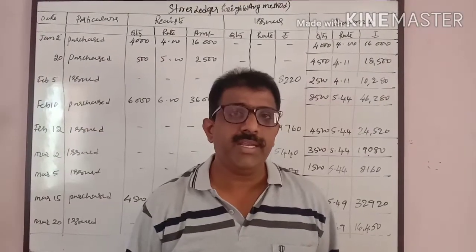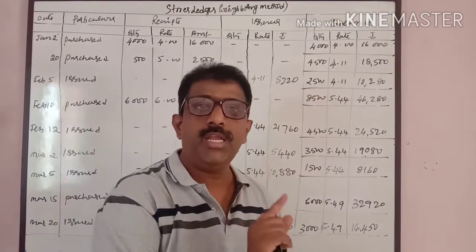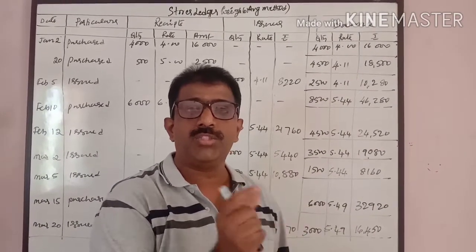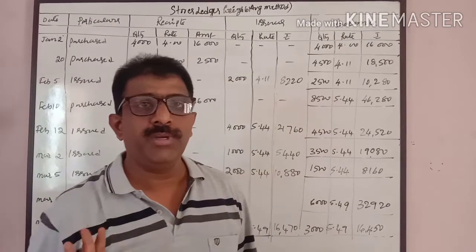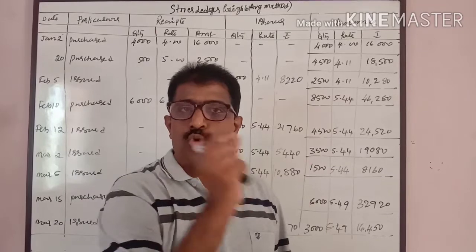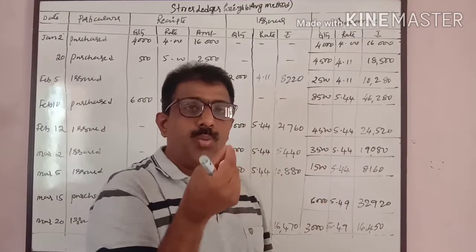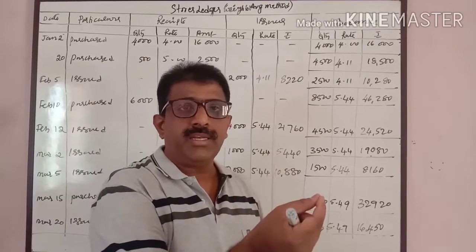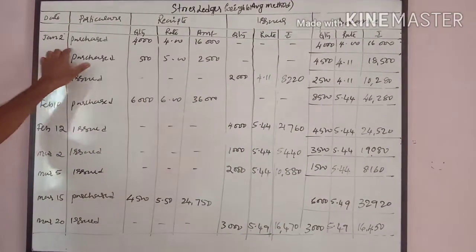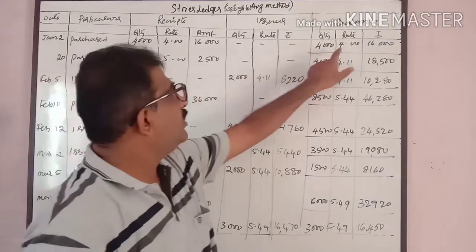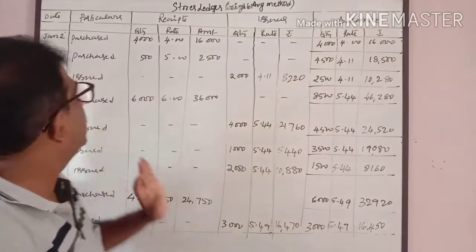In case of the weighted average method, total value divided by total number of units, whatever price we get, at that price we have to issue the material. Once again I will tell you, total value divided by total number of units, what price we get, at that rate we have to issue the material. Now just take the same problem. Purchased 4,000 units, 4,000 into 4, 16,000. Purchase and balance column is the same.